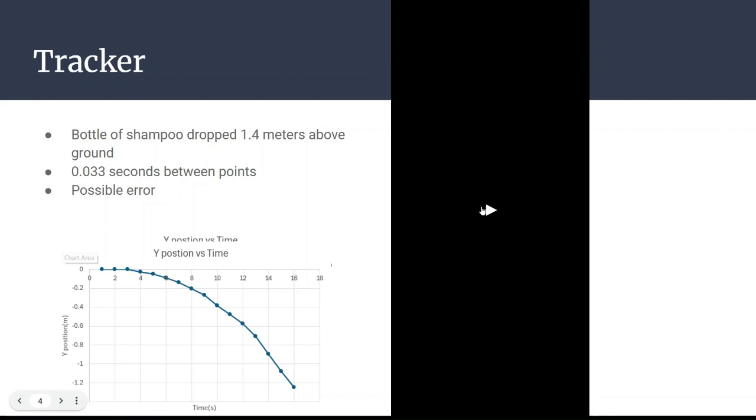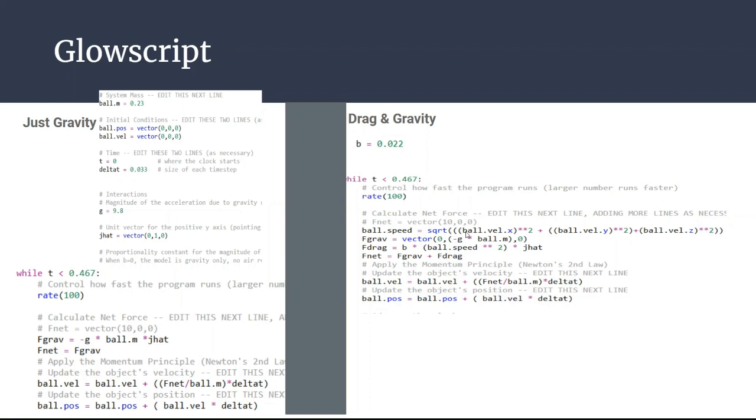This is the GlowScript code that I used. As you can see, the shampoo was 0.23 kilograms. It started at 0, 0, 0 for velocity and position. Time starts at 0. The delta t was 0.033. Gravity is 9.8, and j hat, the unit vector, is 0, 1, 0 at the start. 0.467 is the length of the GlowScript run, as that is the length of the tracker experiment.